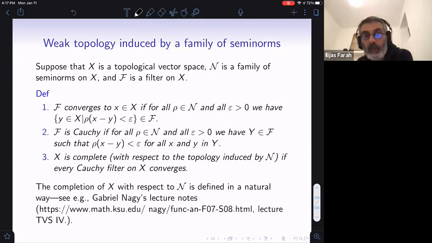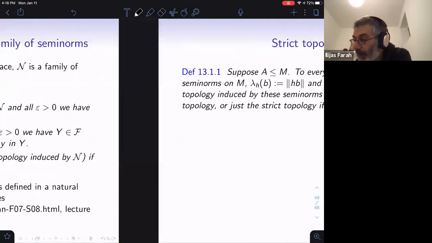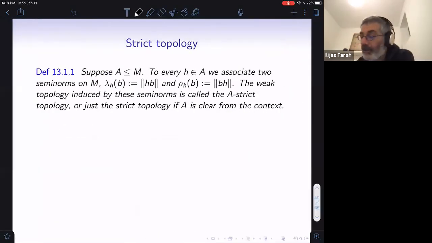All right, so now what remains is just to tell you what semi-norms I am talking about. So back to C*-algebras. Here, remember, A is sitting inside M, although this is interesting even if A is just sitting by itself. And now to every element h in A, we associate two semi-norms on this bigger algebra, the left and the right. So you just multiply by h and take the norm. You can check that this is a semi-norm.